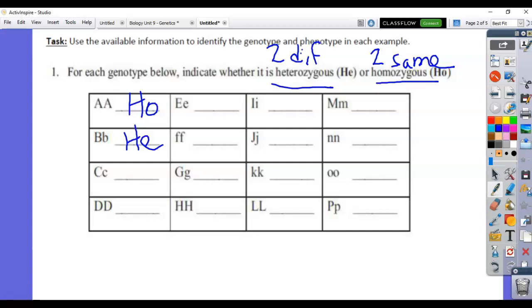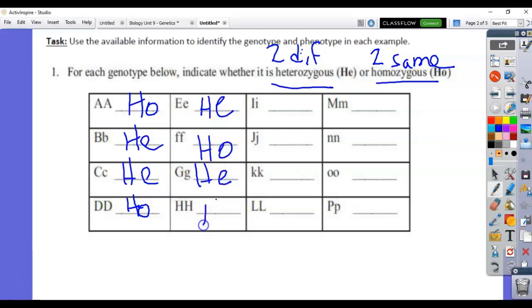Big C, little c, this is going to be heterozygous. They're two different. Capital D, they're both two capital letters, so that's going to be homozygous. Big E, little e, two different. This is heterozygous. Little f, they're the same, homozygous. Big G, little g, those are different, a capital and a lowercase.